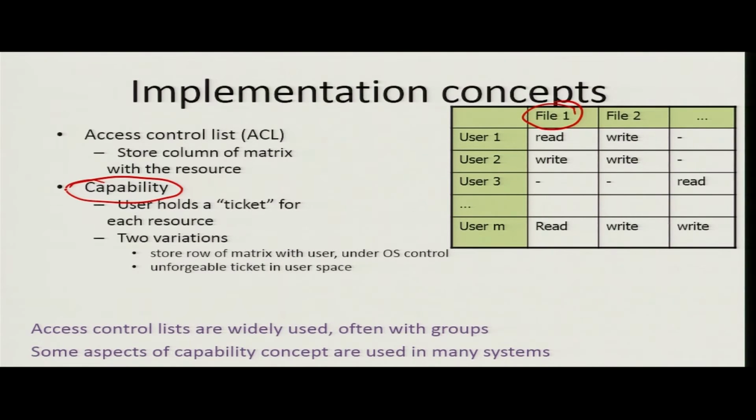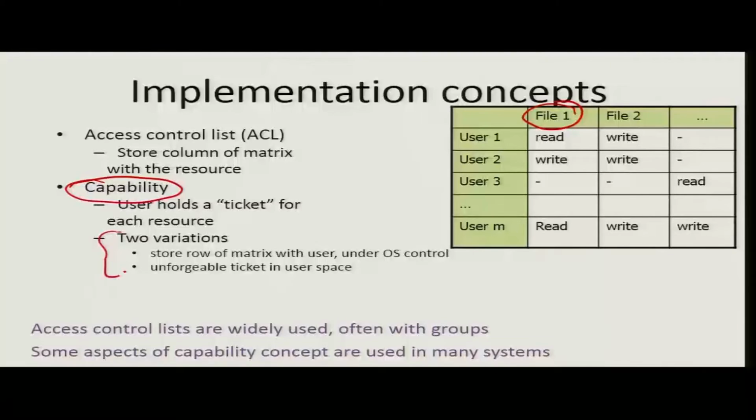Now, there is another way of enforcing access control, which is based on the capability model. So, capability is something like a ticket. The user holds a particular capability token or a ticket for each resource, and then it will use that to access that particular resource, and this can be much more dynamic, and as we will see, some of that has been implemented in, for example, the Windows model for access control.